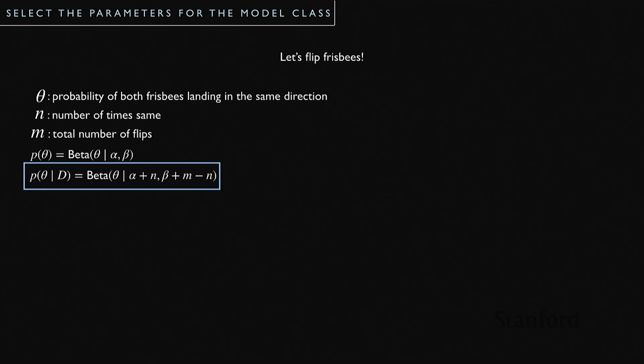But to summarize, here's what happened. We're trying to estimate this parameter theta, which is the probability of both frisbees landing in the same direction. We say n is the number of times that they landed in the same direction when we took our data set. We started with some prior distribution over theta, and it turns out if we have a prior of this form, we actually can analytically compute the posterior, and specifically it has that form.